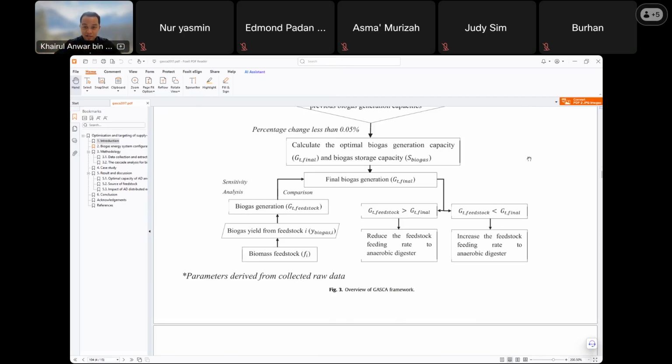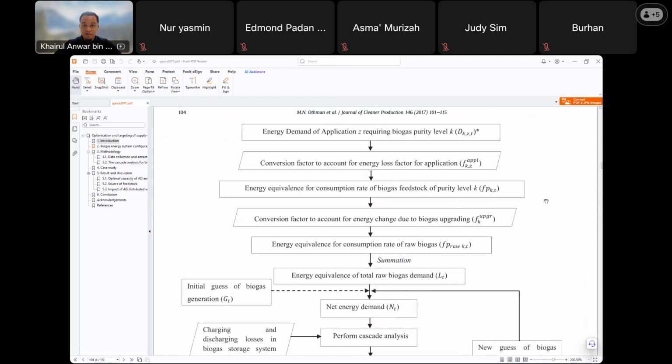Starting with the energy demand of actual application Z, requiring biogas purity level K. So Z is the application, K is the purity level. T is time. This is why DKZT.